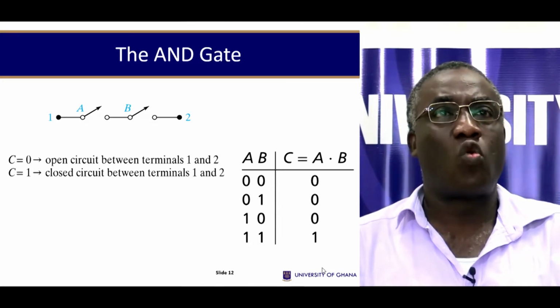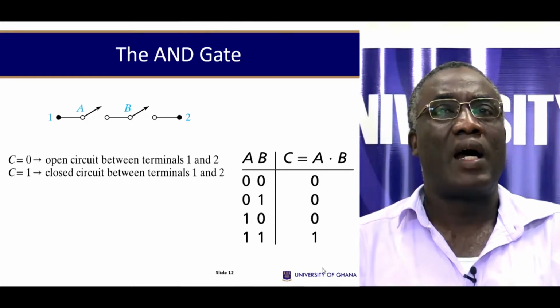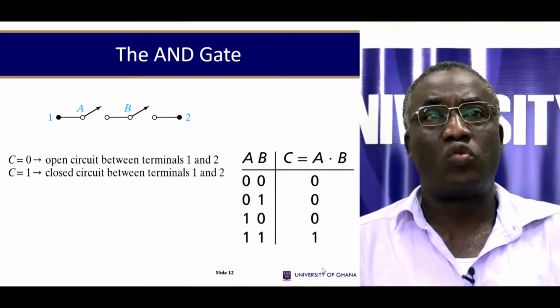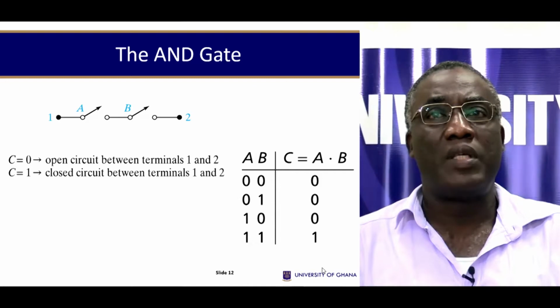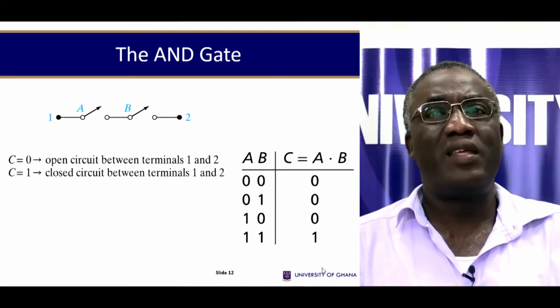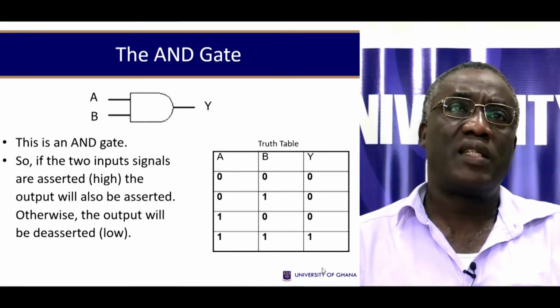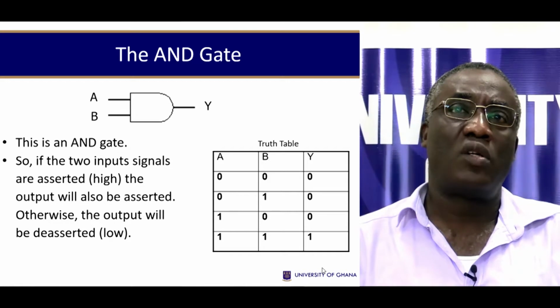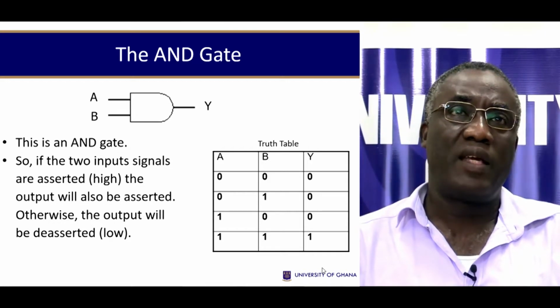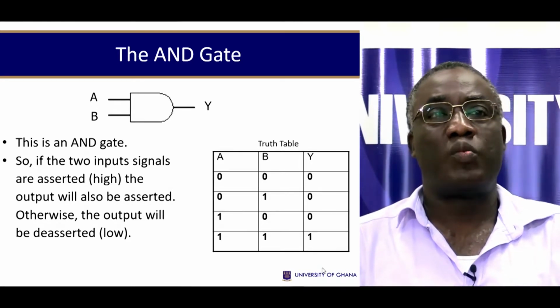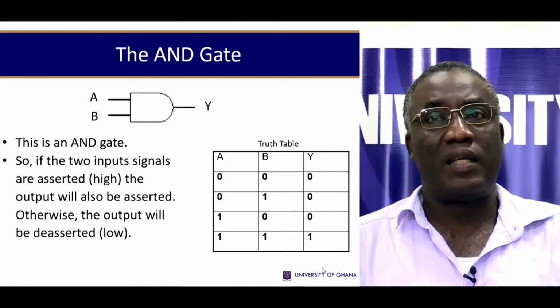So the AND gate requires that both switches A and B are on for the thing to be true. So this function is represented by the truth table, A, B, and then the output C. A and B is 1 only if both inputs are 1. How do you represent this? The logic gate for the AND gate is shown. So that's your AND gate, and if the two inputs are set at high, the output will also be high. Otherwise, they are deasserted or 0.